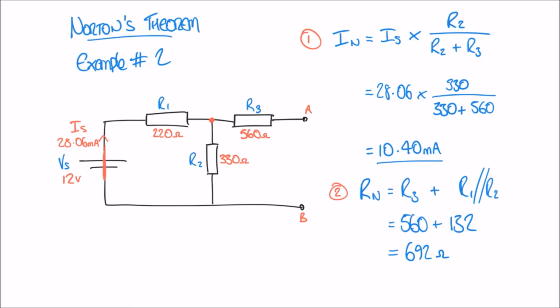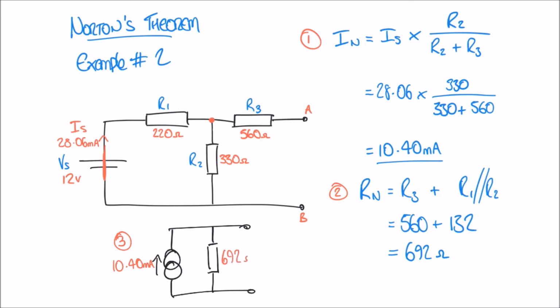Finally, step 3 asks us to draw our Norton equivalent circuit, our simplified circuit, and we've said that that circuit takes the form of a constant current source, which is these two overlapping circles here, in parallel with one resistor. So I'll mark that on here very quickly. So here's our equivalent circuit, and we can say first of all that our Norton current, that current source, we've worked out there as 10.4 milliamps, and our Norton resistance is 692 ohms.